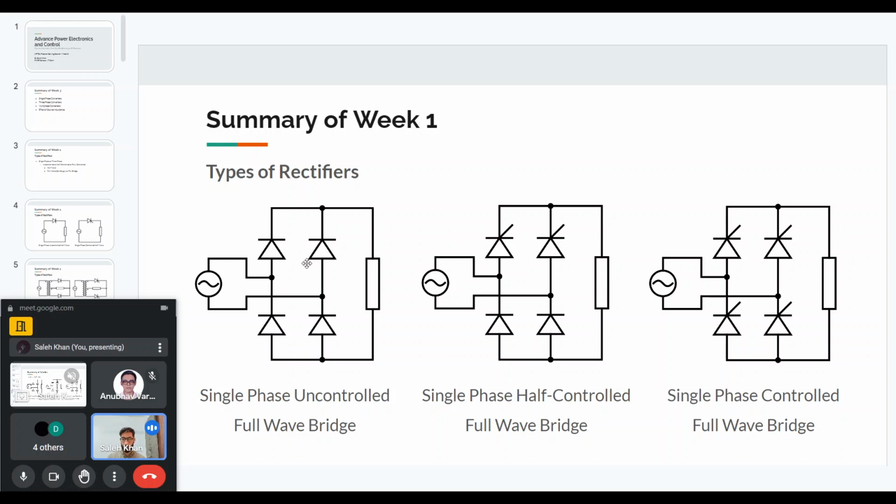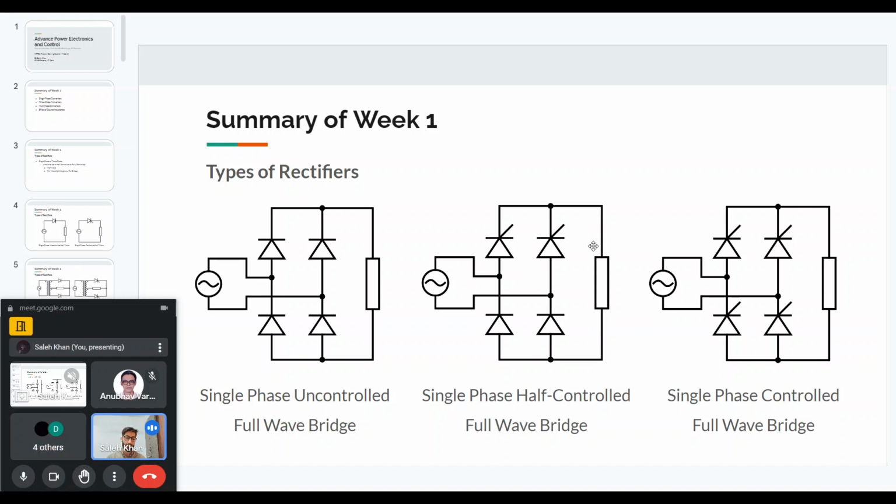Here you can see three types of circuits. On the leftmost is the uncontrolled full wave bridge, using diodes only. In the middle is a semi-controlled or half-controlled circuit, called a semi-converter. It uses two thyristors and two diodes. Here I've shown two thyristors on the top and two diodes at the bottom, and it can have other configurations also. In one leg you can have thyristors, in another you can have diodes, and so on. Different combinations are possible.